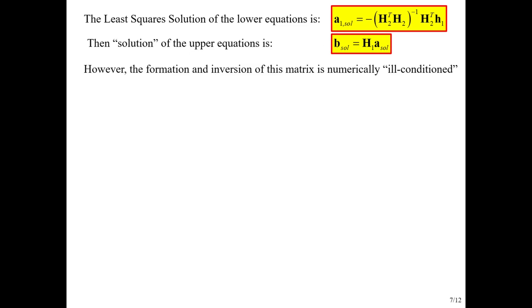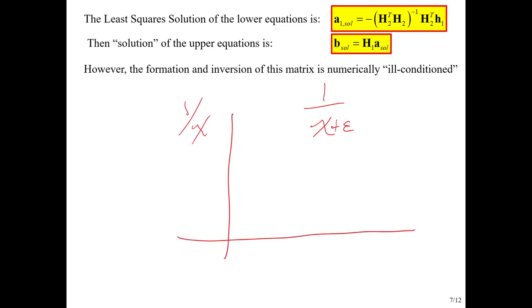Now, there are some problems here. Forming this matrix and then finding its inverse can be problematic numerically. Small numerical round-off errors and things like that can make matrix H2 what is known as ill-conditioned, and it makes finding this inverse challenging. It's sort of like looking at 1 over x when x is small. So if x is small and we have some small perturbation, it's going to make a big error, right? Look at 1 over x. So here's 1 over x, and here is x. And what is that? It looks like this.